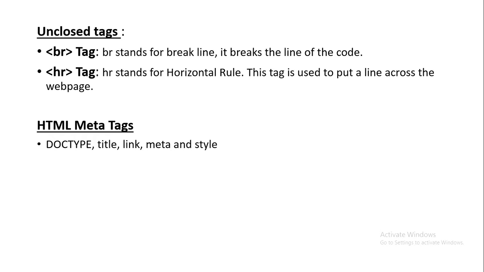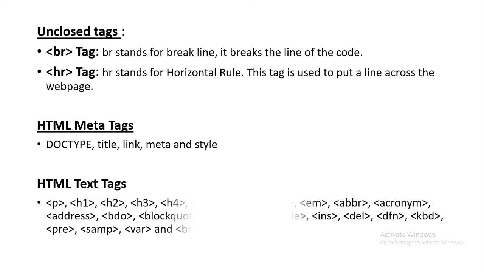The next one would be the meta tag. We have a meta tag as well. I mean, we have different meta tags, but this is the most important one. Style tag, if you want to use CSS, we can use a style tag as well. Next thing is HTML text tags. These are the text tags we have in the HTML language.